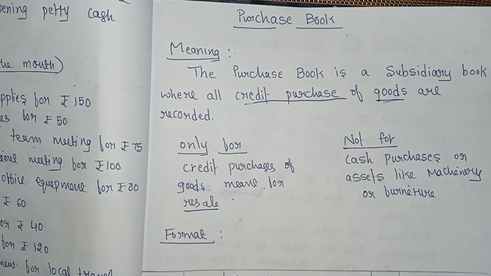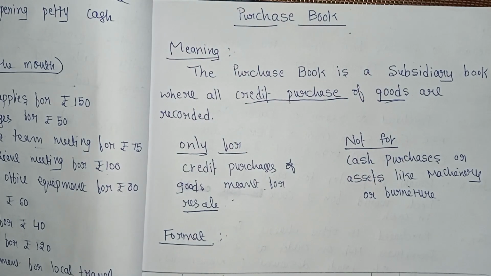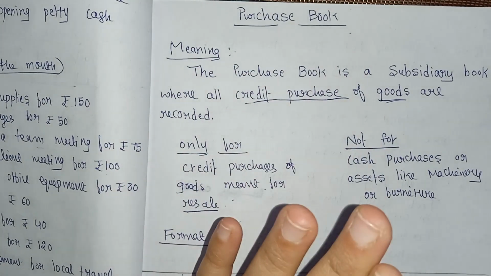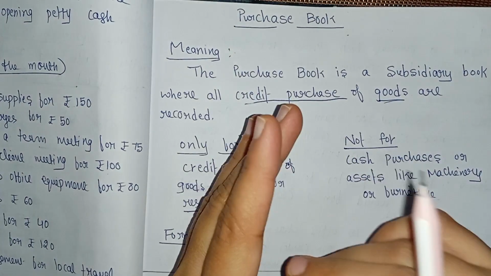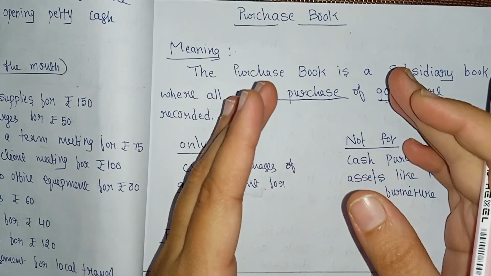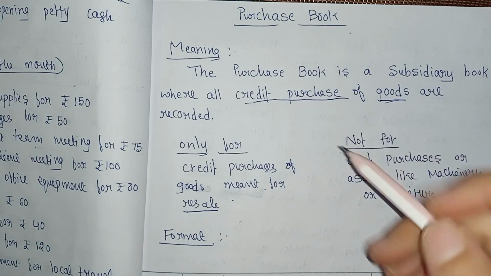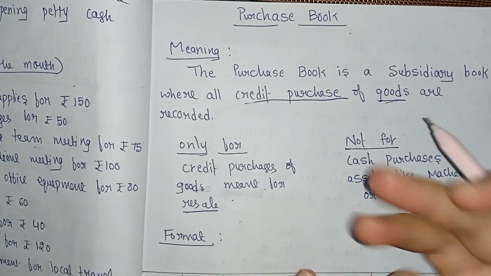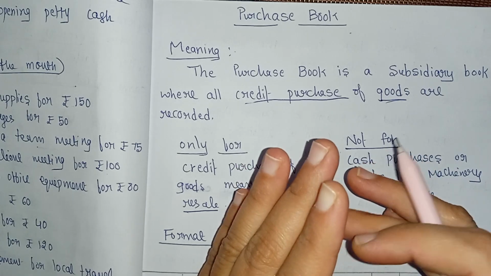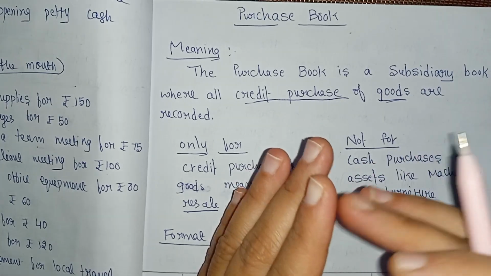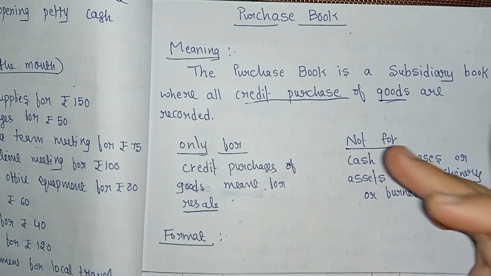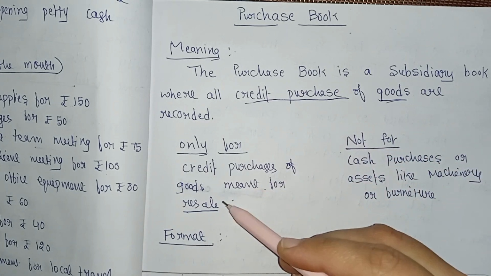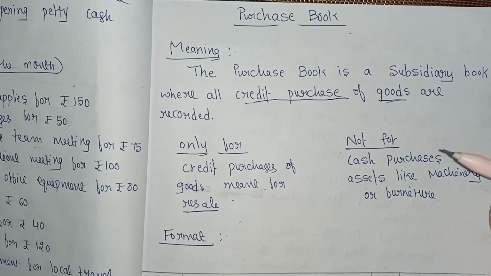These goods are intended to be sold to the customers in the ordinary course of business, and payment to the supplier is deferred to a later date. This is the meaning of resale. Here we will purchase the goods on credit, and those goods are sold to the customers in the ordinary course of business. This is the meaning of credit purchase of goods meant for resale.